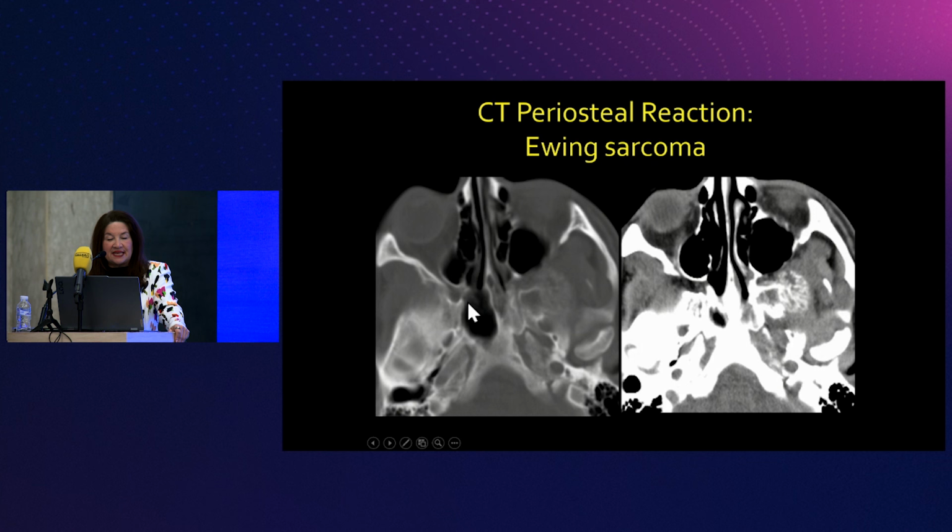And this was read as a meningioma, an intraosseous meningioma. Might be a good choice in a 60-year-old, but in a 19-year-old, you should be thinking about something else. This is hair-on-end periosteal reaction, and this was a Ewing sarcoma.